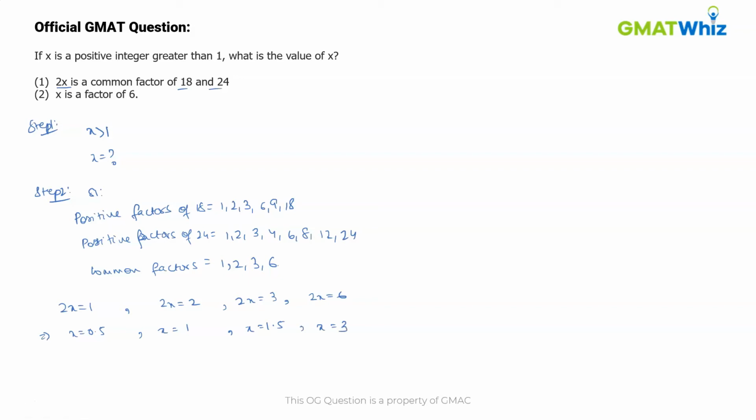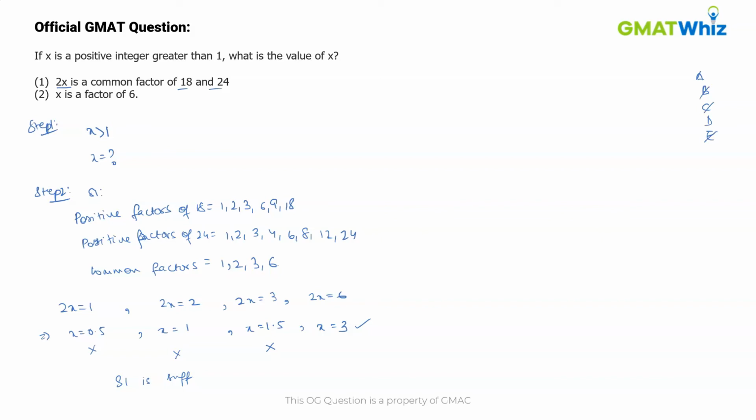So, since x is an integer, the value of x cannot be 0.5 and 1.5. Also, we have that x is greater than 1. So, 2x cannot be equal to 2. Hence, the correct answer is that 2x is equal to 6, that is x is equal to 3. Since we can answer the question with the help of statement 1, we conclude that statement 1 is sufficient. And from the given options, we eliminate options B, C and E.